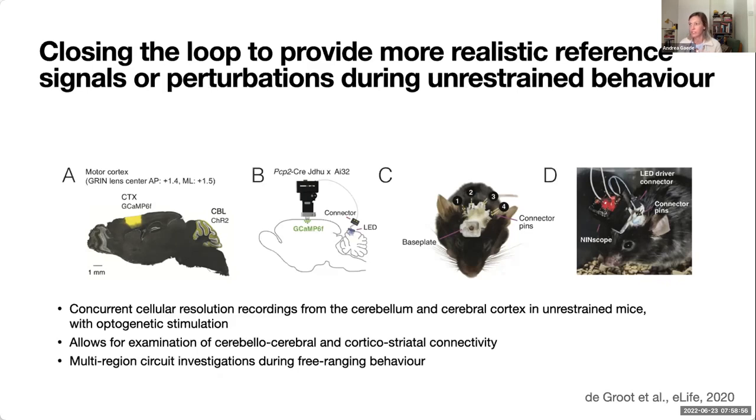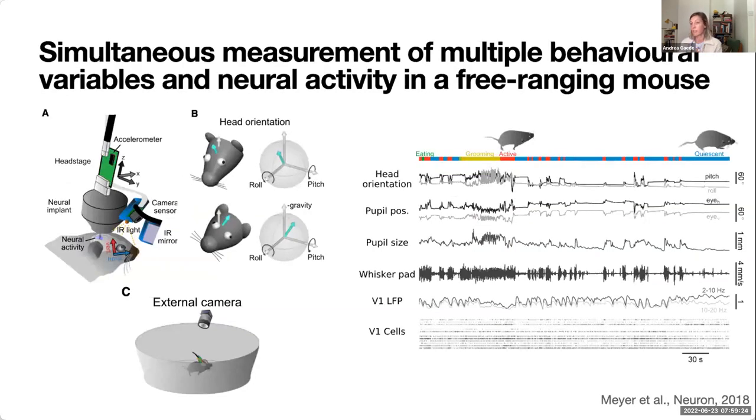So for instance, in this recent study, DeGroote and colleagues performed concurrent cellular resolution recordings from the cerebellum and cerebral cortex with a miniscope in unrestrained mice combined with optogenetic stimulation. And it allows for examination of circuit connectivity and multi-region circuit investigations during free-ranging behavior. And then again, a number of groups are using external camera arrays and pose estimation algorithms and silicon probe implants to link large-scale neural activity to free-ranging behavior.